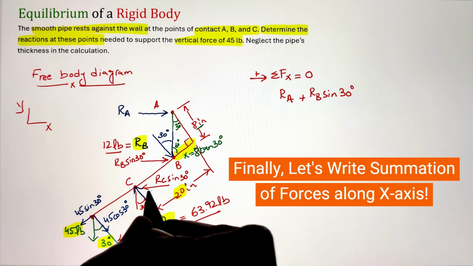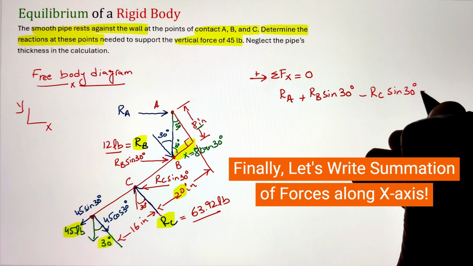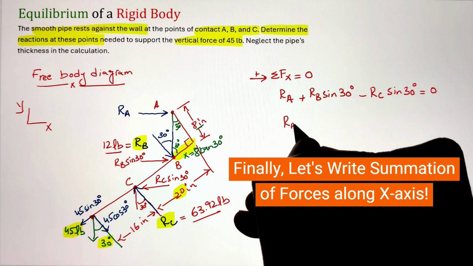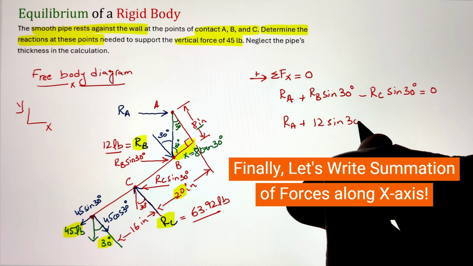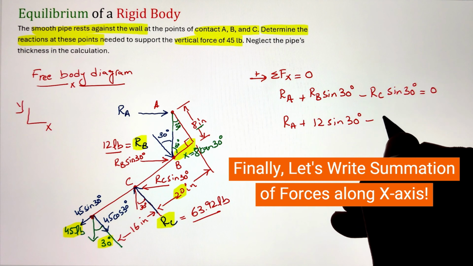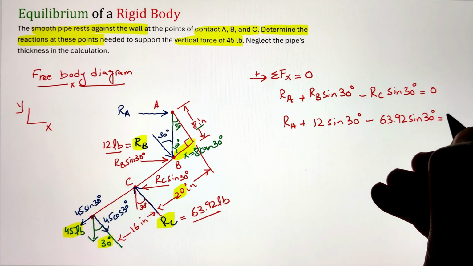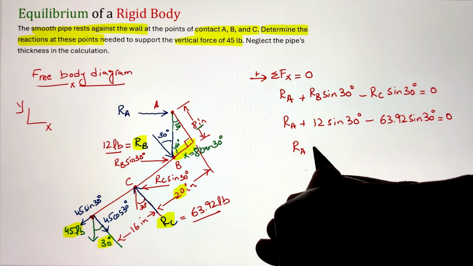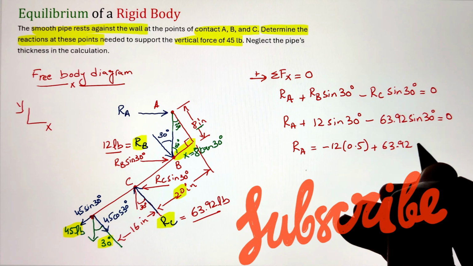Finally, Rc can be resolved in a similar fashion by taking the sin 30 function. It gives a projection along the x direction. This time it is pointing towards the left, that's why it is taken as negative. Simplifying and plugging in the values of Rb and Rc in the expression, we get our value of Ra as 26 pounds.